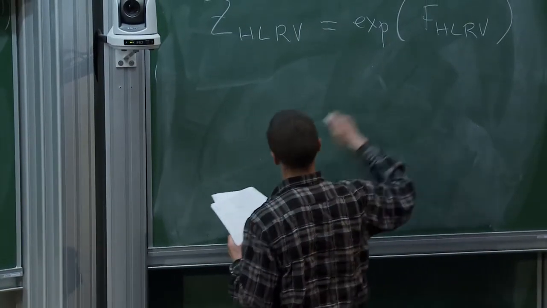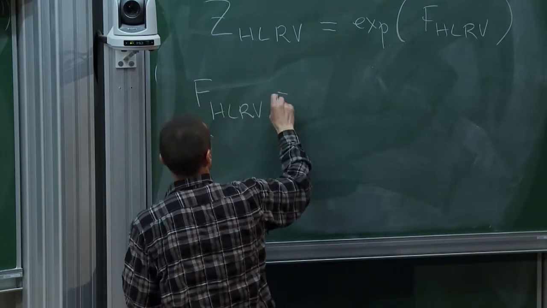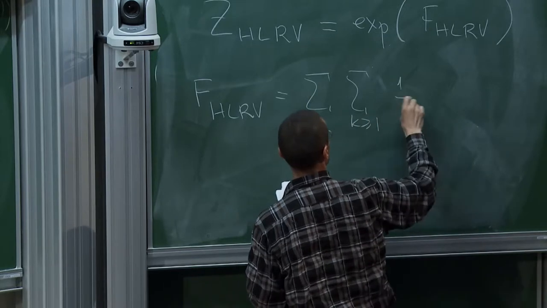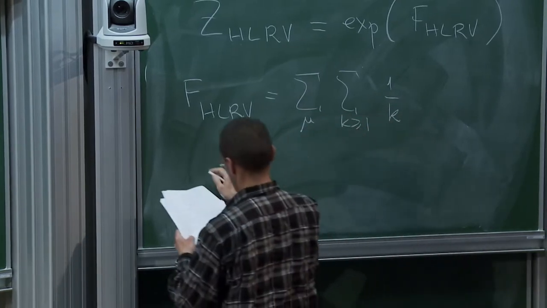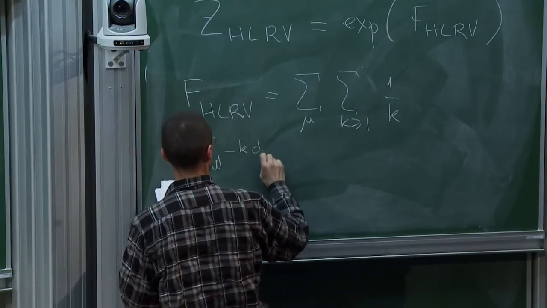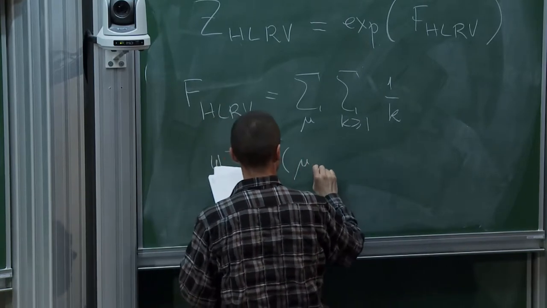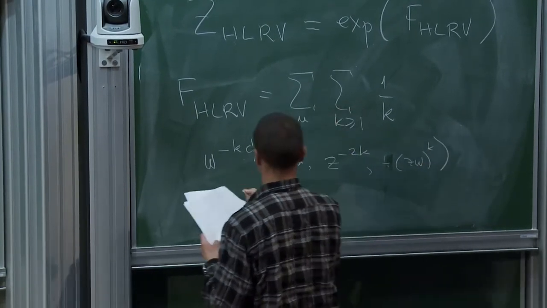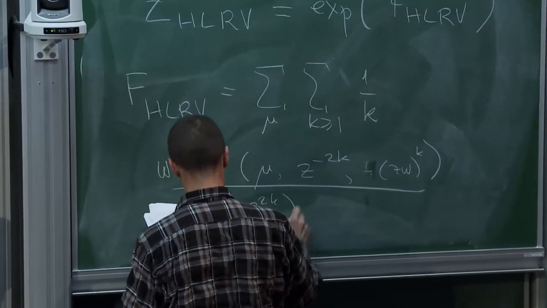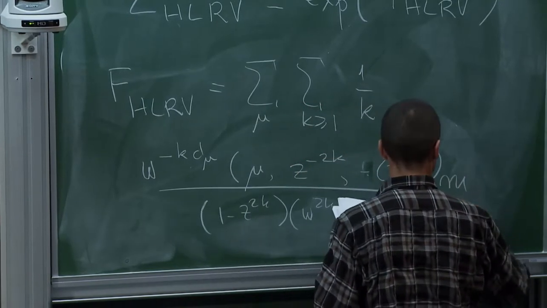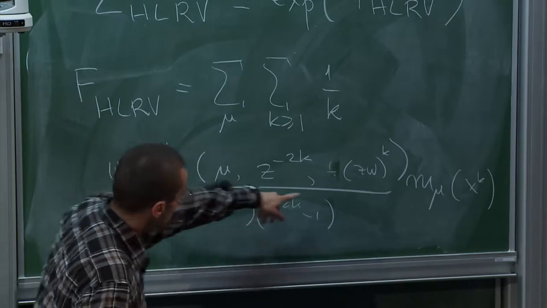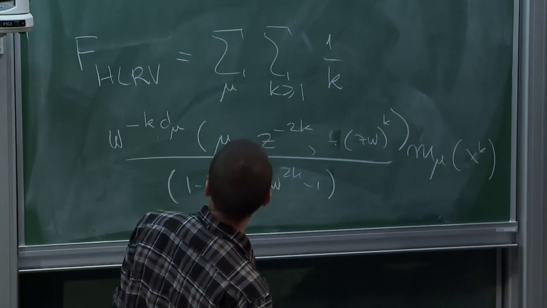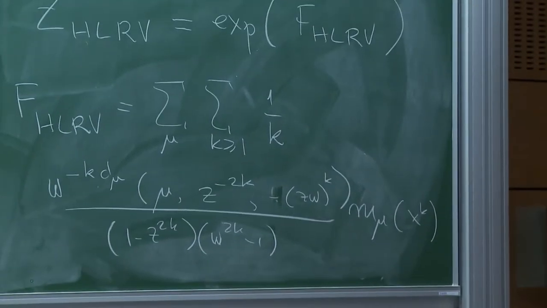So first of all, let me write this here. What appears in the exponential is a plethystic sum. So it's a sum over all partitions, a sum over k greater or equal to 1, 1 over k. And then we have what we have here, and let me write the sum in here, w to the minus k d mu. Z and W are going to be purely formal variables. So the z to the k divided by 1 minus z to the k, w to the 2k minus 1, m mu of x to the k. Z, W, and X are formal variables. X is actually an infinite set of formal variables. The m mu's are the monomial symmetric functions. So this is what appears in the exponential.